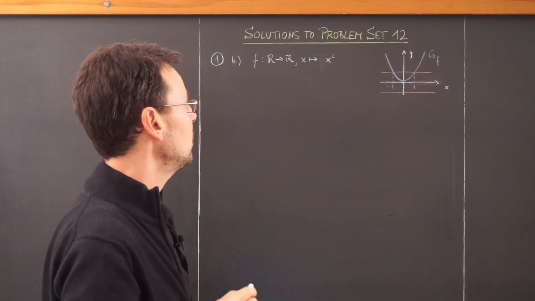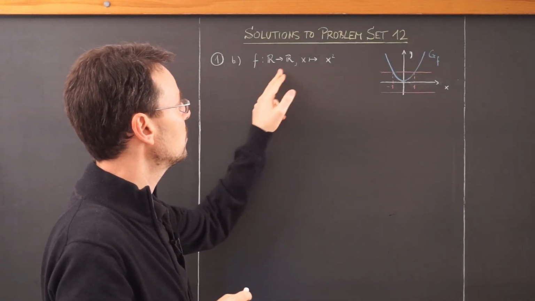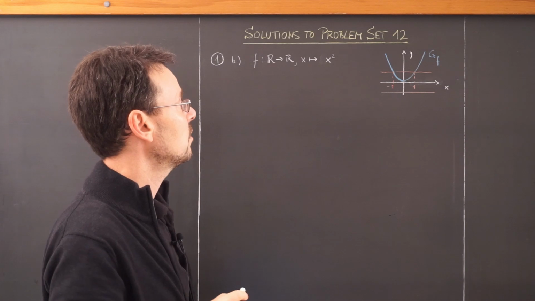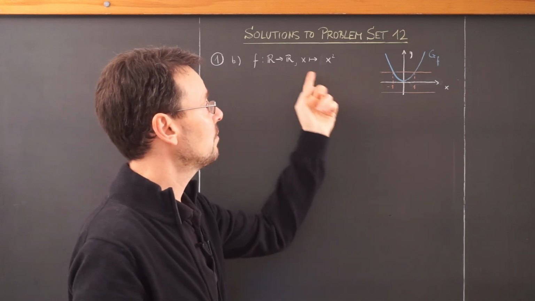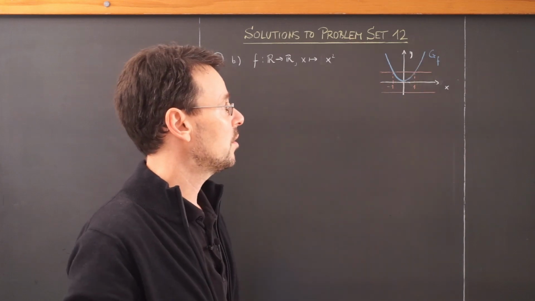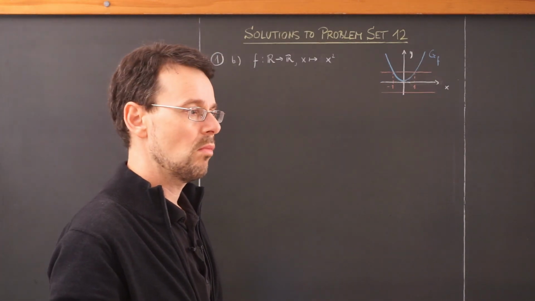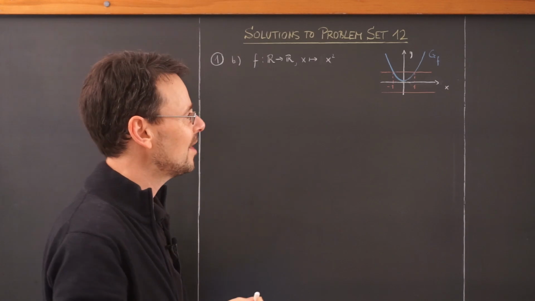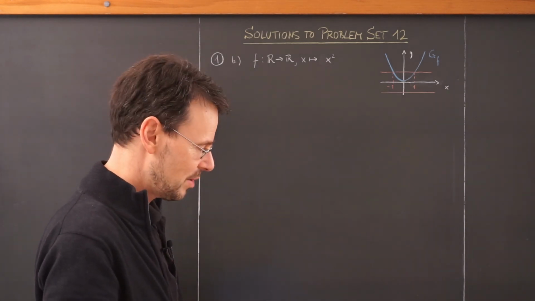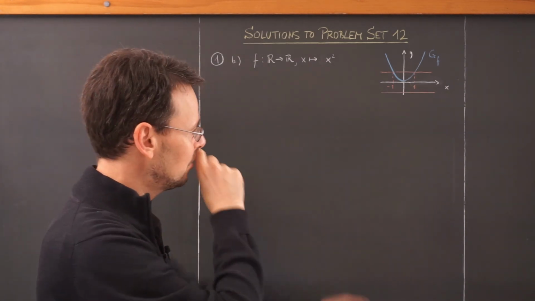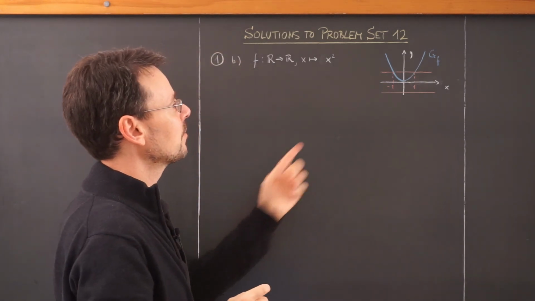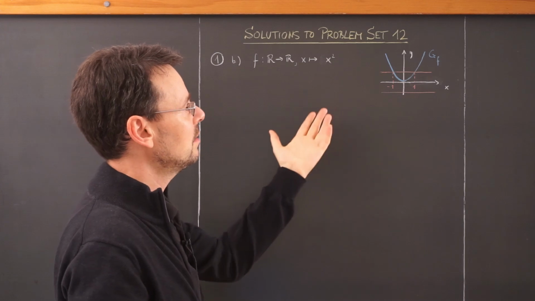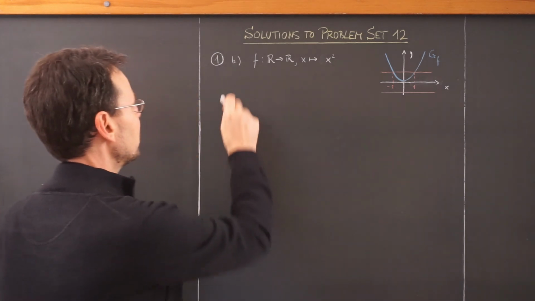Okay, part B is this here, injective or surjective. You know from high school that the graph of this function is the normal parabola. I can't seem to pronounce this word, the parabola. This is clearly neither injective nor surjective.